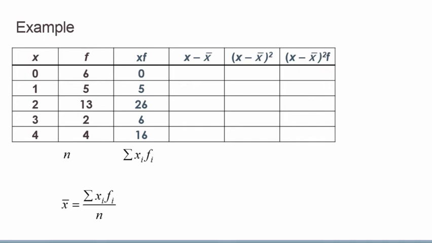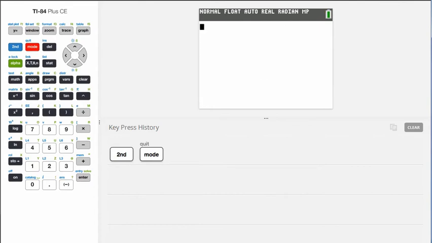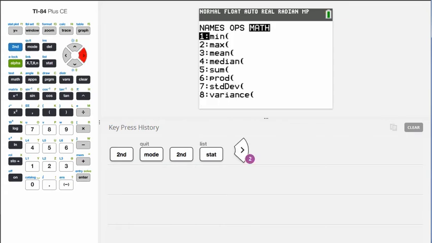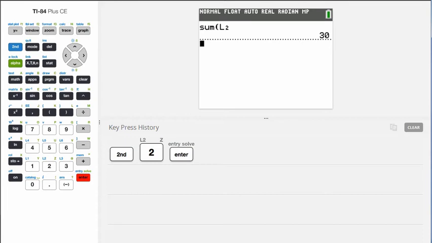I need to know 2 things to find my mean: the sum of this column and the sum of my frequency. Going back to my calculator, I want to get back to my main screen, so second and then mode allows me to quit. I want my list, second, stat. I want to go over to math, choose sum. I can just press 5. Second 2, we'll type in L2. When I press enter, I will have my total frequency of 30.